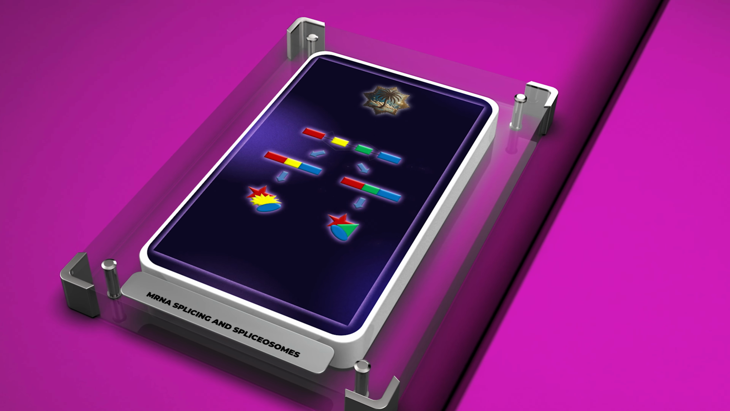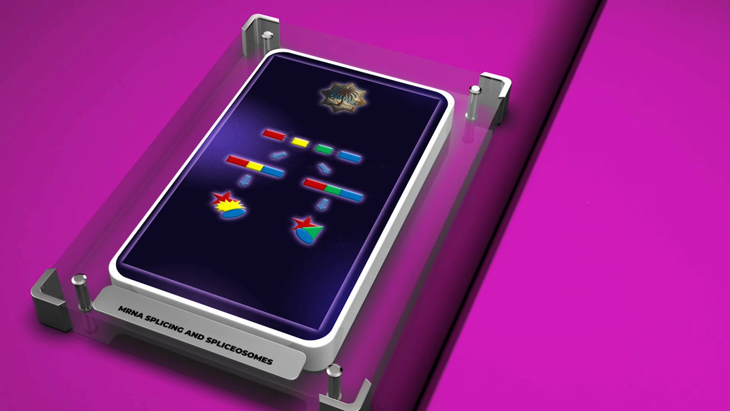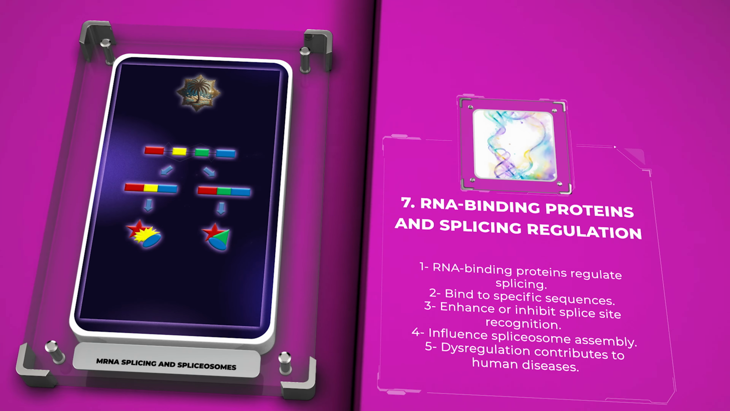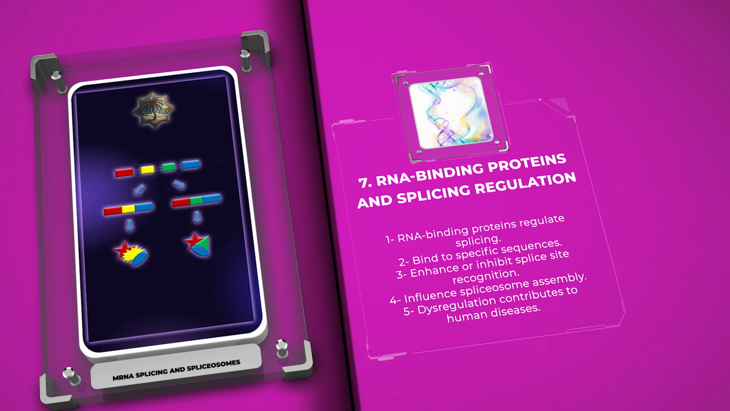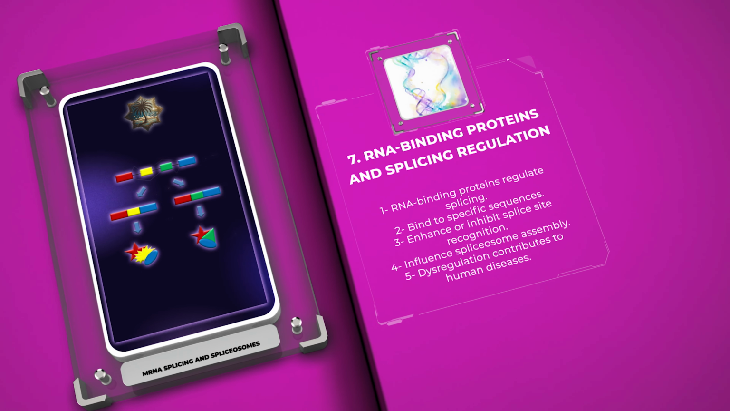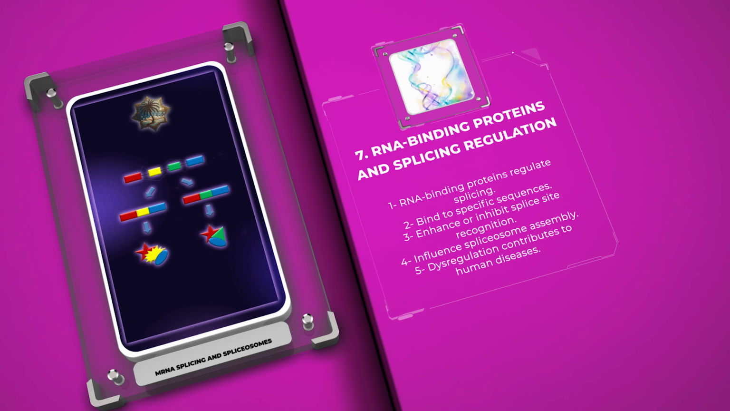RNA-binding proteins, like SR proteins and hnRNPs, regulate splicing by binding to specific sequences. They either enhance splice site recognition or inhibit it, influencing spliceosome assembly. Dysregulation of these proteins can contribute to human diseases by causing abnormal splicing patterns.